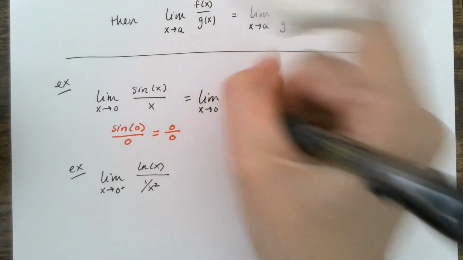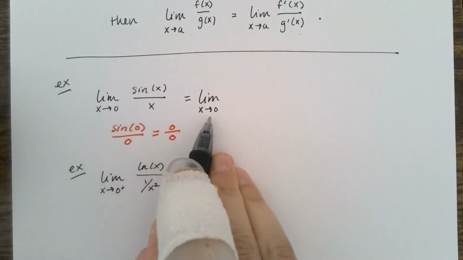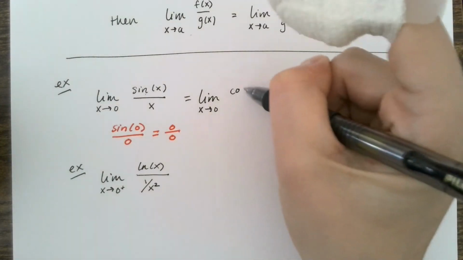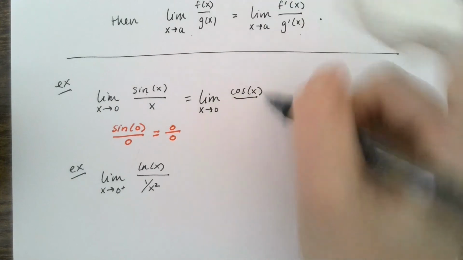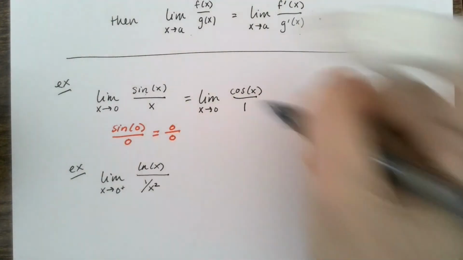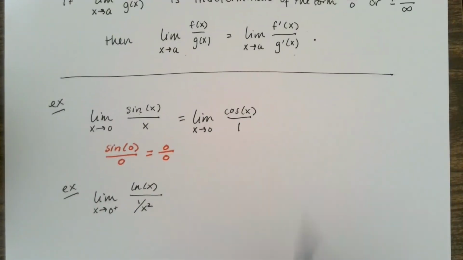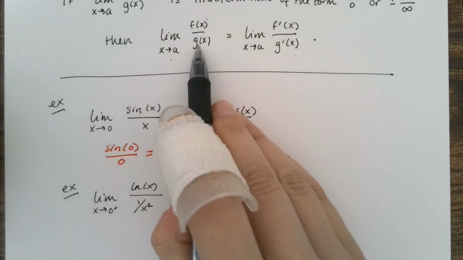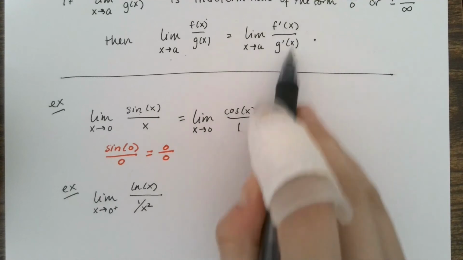So I'm still going to have x going to 0. That part just copies over. Now I'm going to take the derivative of sine, which is cosine. And then the derivative of x is 1. That's what L'Hopital's rule is telling us we can do. The limit of this ratio is the limit of the ratio of their derivatives.